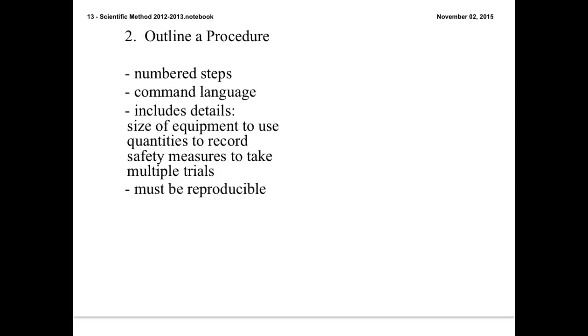Okay, it also needs to be very detailed. So in other words, what equipment are you using? What size of equipment are you using? What should you record? Are there any safety measures you need to take or need to examine? And also, you need to account for multiple trials. Good experiments, good experimental design involves more than one trial. Also, it must be reproducible. So in other words, whoever you give this procedure to, they should be able to perform the exact same experiment as anybody else.